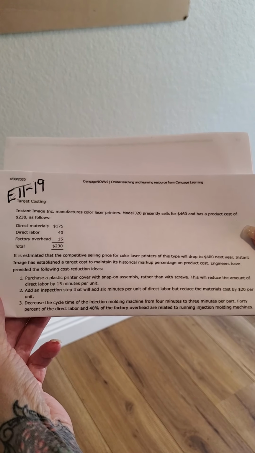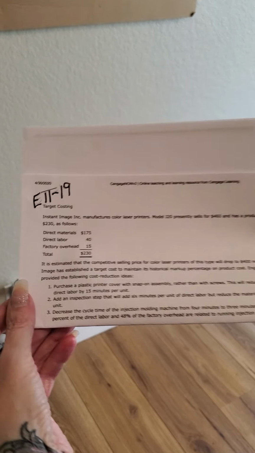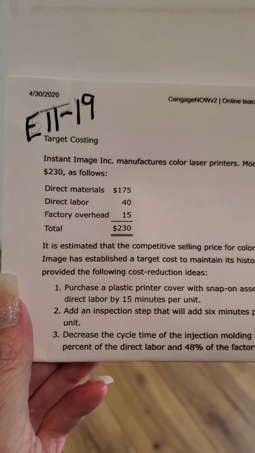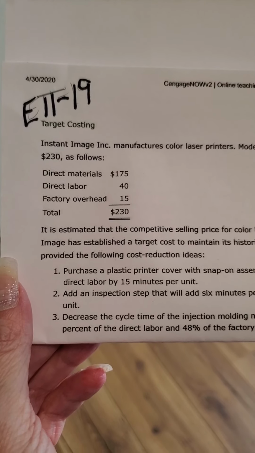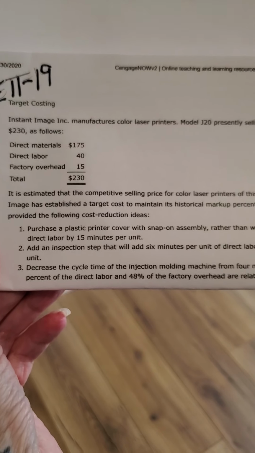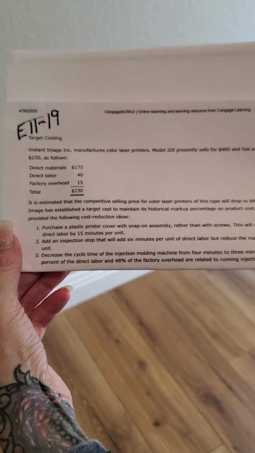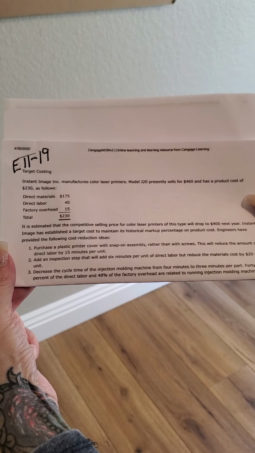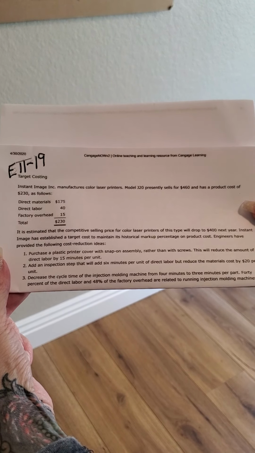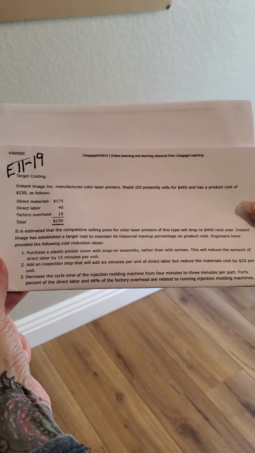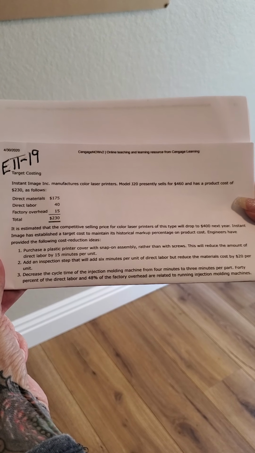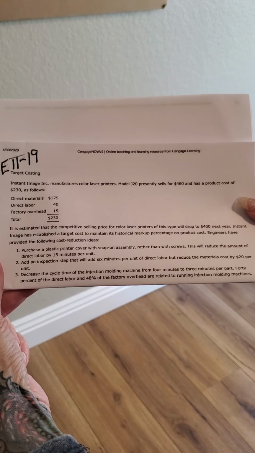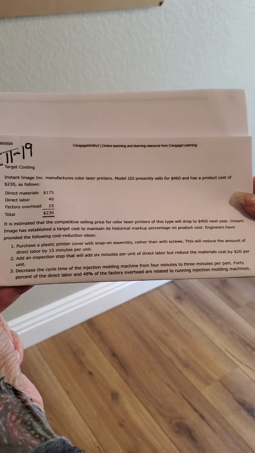So they tell us that Instant Image Incorporated manufactures color laser printers and sells for $460 and has a product cost of $230. So they break that down for us. And then it says it is estimated that the competitive selling price for color laser printers of this type will drop to $400 next year. Instant Image has established a target cost to maintain its historical markup percentage on product cost.